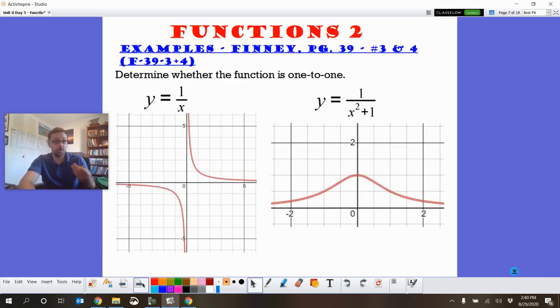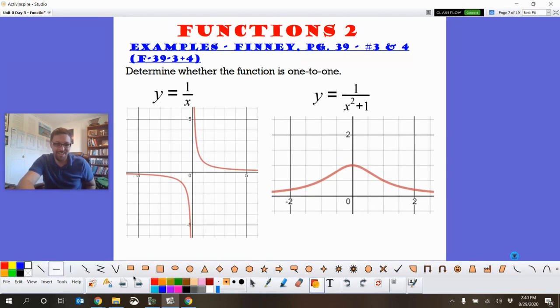So here's a couple functions, and we're curious, hey, are these one-to-one functions? And these are both one-to-one functions. Well, actually, only one of them is, I should say. So I grab my horizontal line here. Whoop.